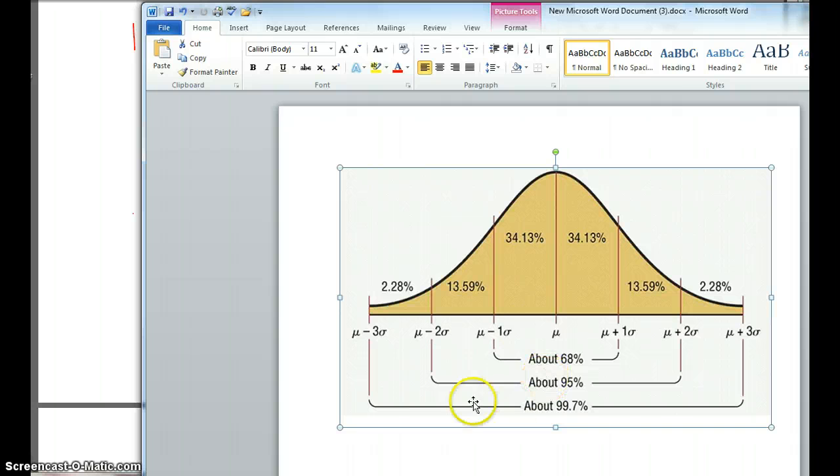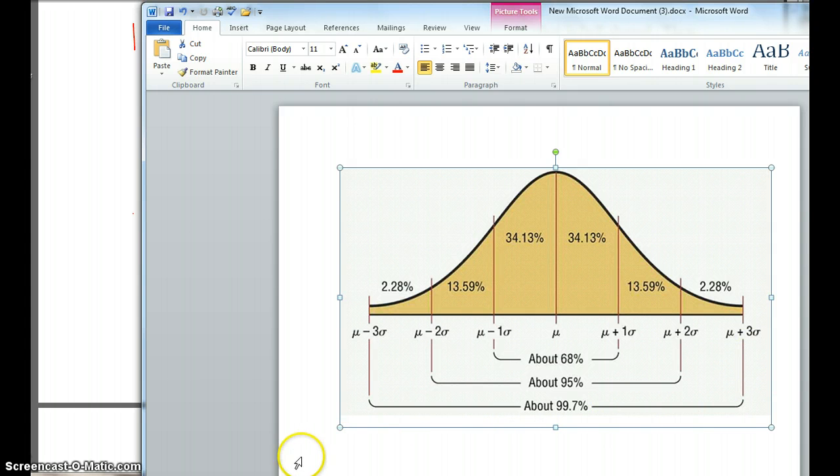So for our example, this would be 75. This would be 75 minus 6. This would be 75 plus 6. This would be 75 minus 12. This would be 75 plus 12. This would be 75 minus 3 times 6, or 75 minus 18. This would be 75 plus 3 times 6, or 75 plus 18. Okay.